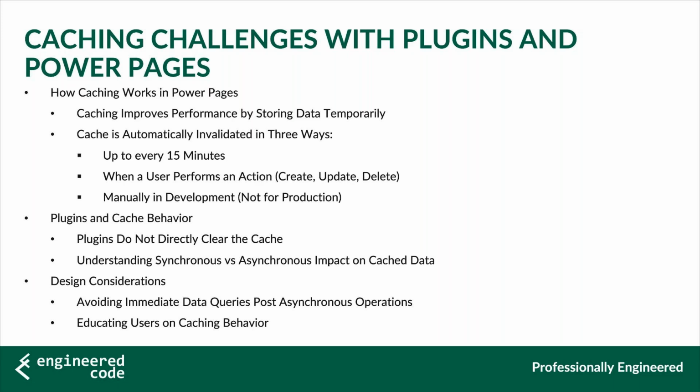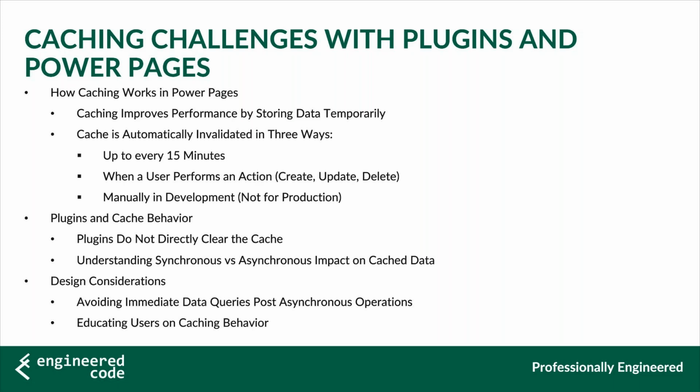It's important to understand that cache invalidation in Power Pages happens automatically in three main ways. Microsoft highlights that even if no changes are made, the cache will be cleared, which can take up to 15 minutes, but it's usually much less than that, like around 2 to 3 minutes. And also, any create, update, or delete action on the website by any user will automatically clear the cache for that specific table and related tables. And during development, you can manually clear the cache, but this wouldn't be an option in production states.